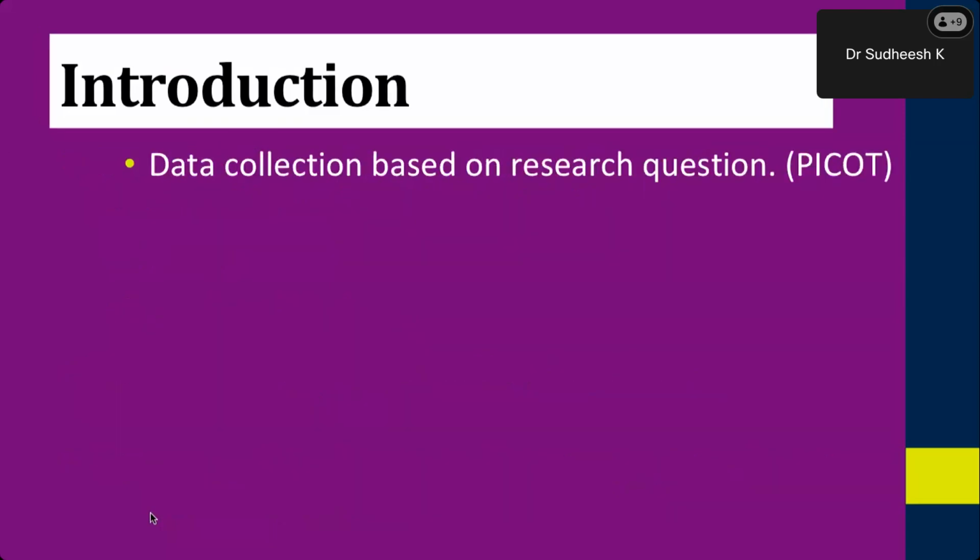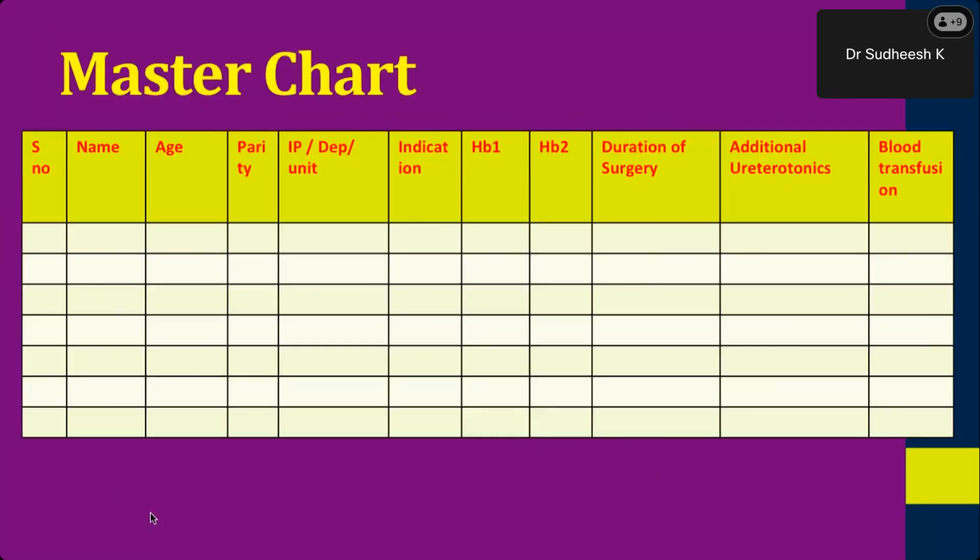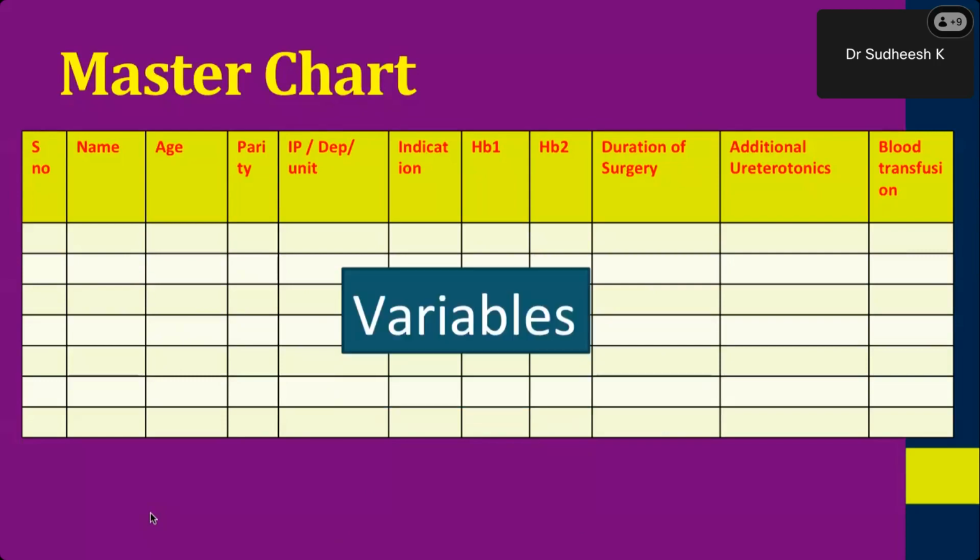So data collection is most of the time based on the research question, as I told, the PICOT criteria. If you come to the most basic terms, whenever we do a study, we fill a pro forma that will contain all these parameters, isn't it? Name, age, parity, department, indication, duration of surgery, uterotonics, etc. These various parameters you collect are nothing but termed as variables. These are the variables you record during your study period, and they are entered in an Excel chart.